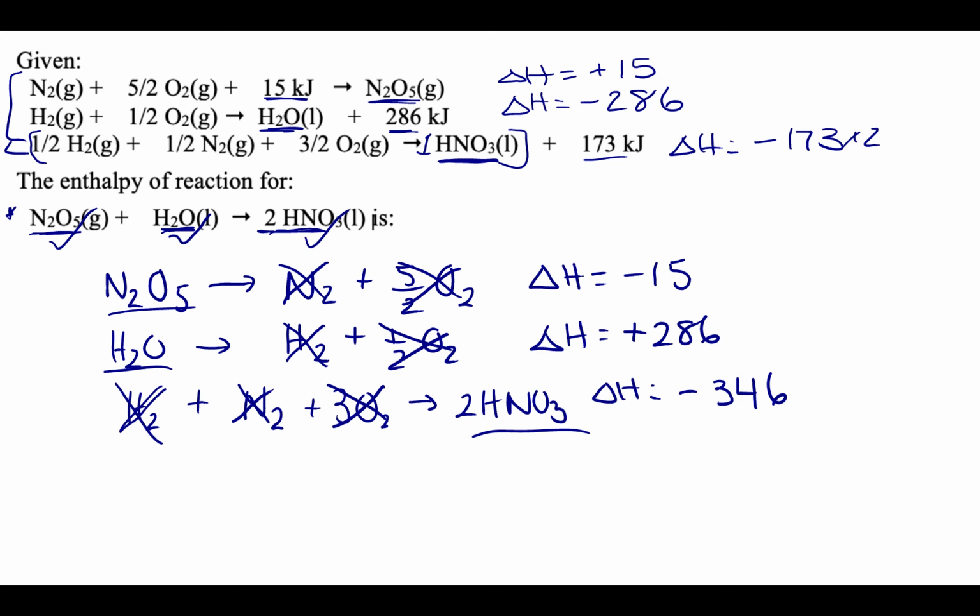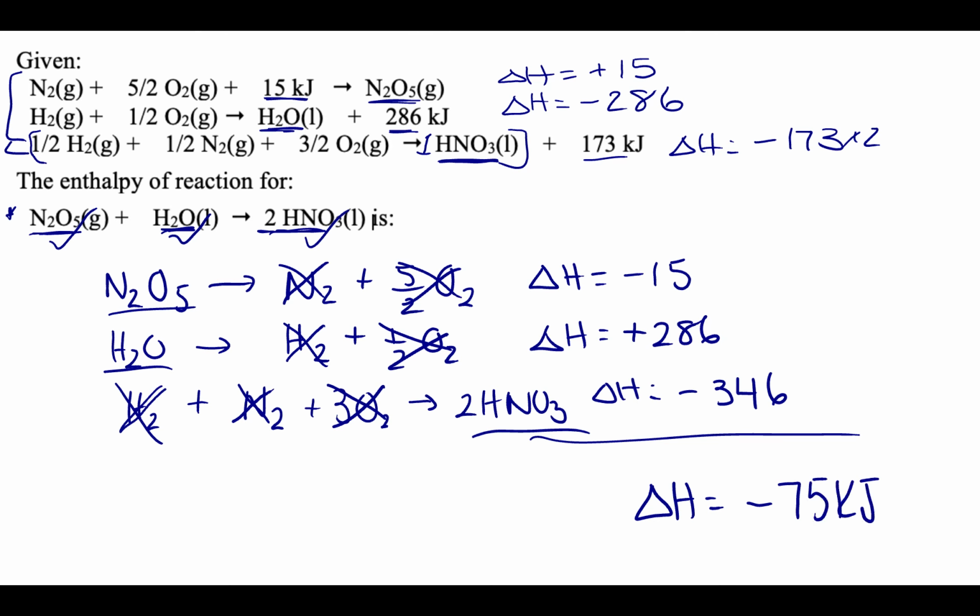So now that I have everything where I need it, my last step is just to add all my enthalpies together. So let's go ahead and do that. So I have negative 15 plus 286 plus negative 346. And I'm getting the delta H of this reaction is negative 75 kilojoules.